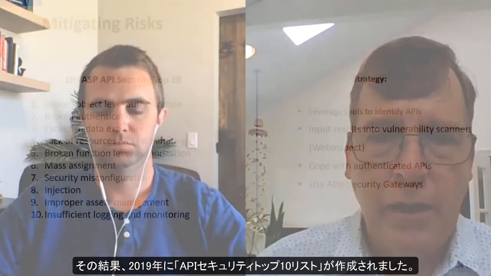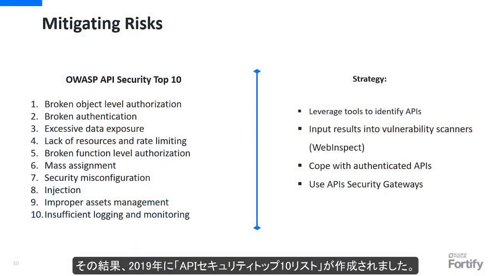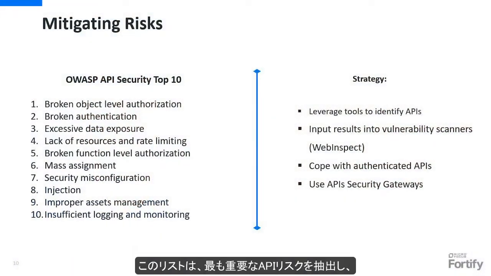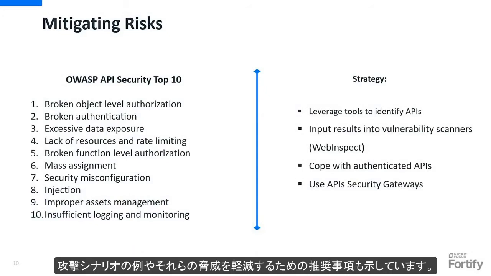apps. However, there's sufficient nuance and differences that OWASP, the Open Web Application Security Project, actually had a project launched a couple of years back focused on API security, which resulted in them producing the API security top 10 list last year, back in 2019. And this list rounds out the most critical API risks, while also providing example attack scenarios and recommendations on how to mitigate those threats. And it's not all encompassing.